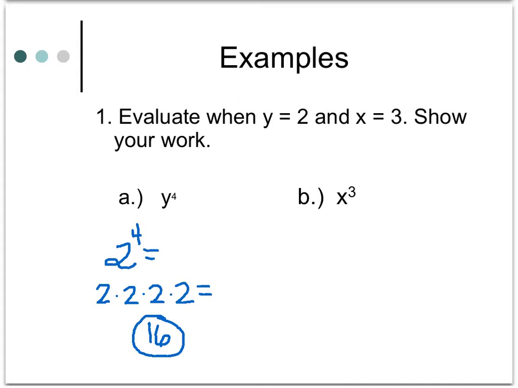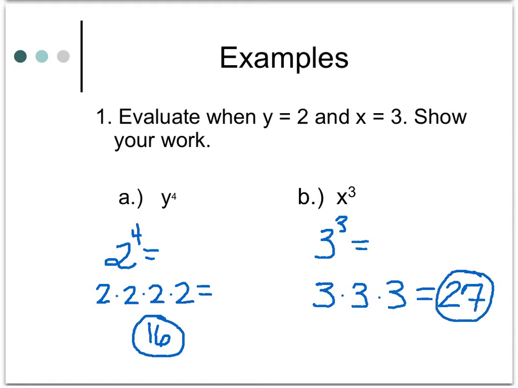In the second example, B, we have x to the third power, or x cubed. So notice here above, x is 3. So what I'm going to do is plug in 3 for x, so that would be 3 to the third power. And to solve that, I would multiply 3, the base, 3 different times, and come up with my answer. 3 times 3 would give me 9, 9 times 3 would give me 27. So 3 to the third power is the same thing as 27.